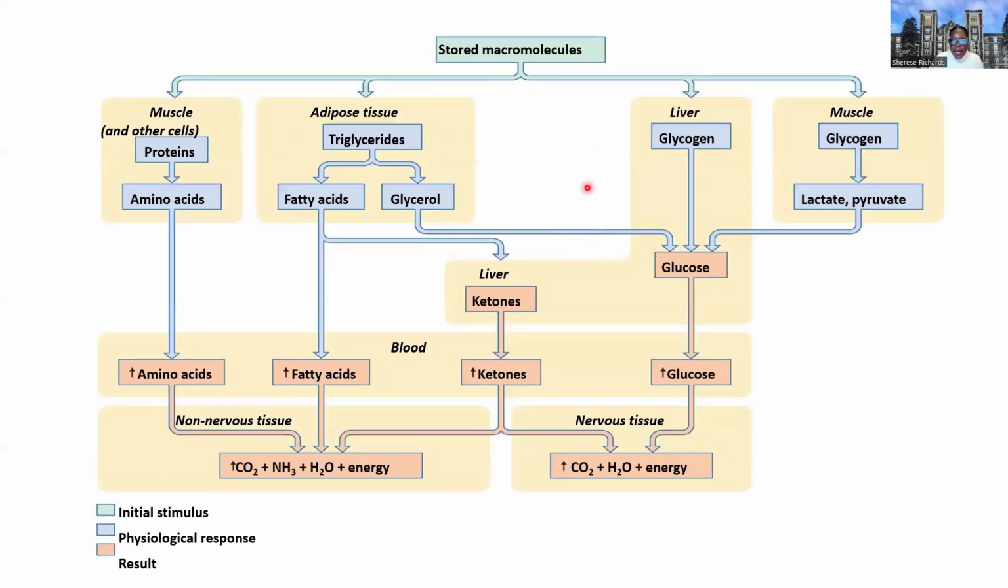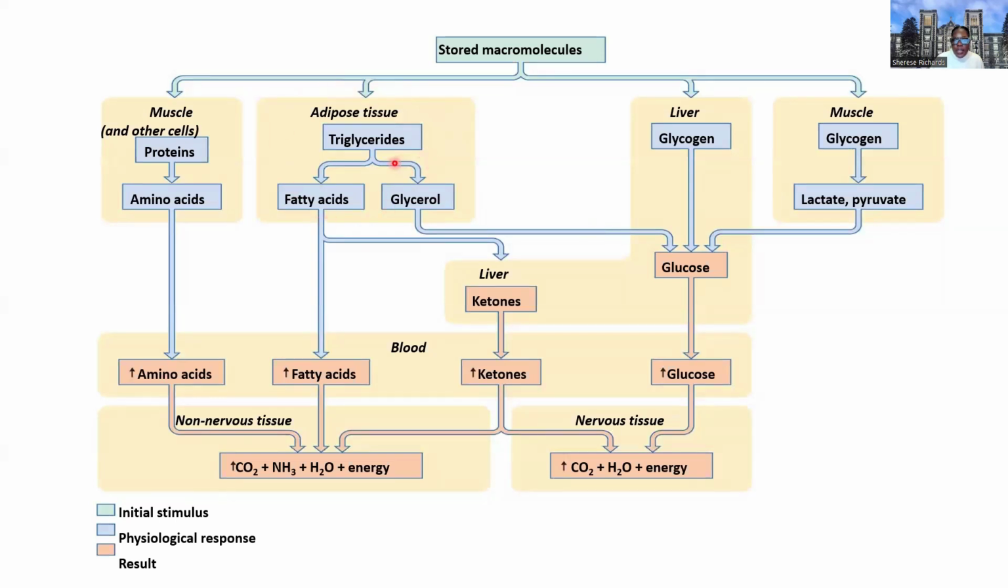So looking at the schematic for the fasted state, now you're looking at all of your storage macromolecules. So you can break down muscle. Again, this is the last resort or last reserve. So proteins can be broken down to amino acids, and then amino acids can be used by non-nervous tissue, again, most of your body cells, as a source for energy. Now, the preferred sources are going to be glucose and then fat, excuse me.